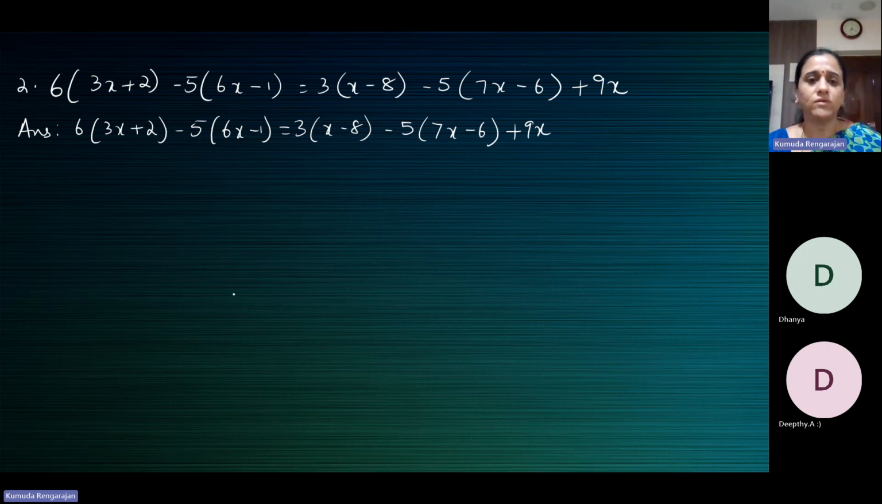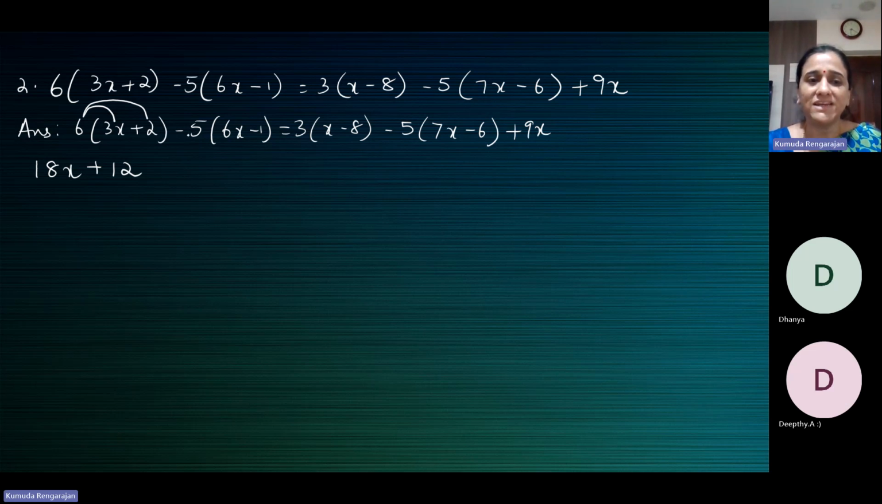Okay, so first, now here we don't have denominators, so no LCM. LCM is only when we have denominators. So no LCM here, but we have to open up the brackets. We have to get rid of the brackets by multiplying. Okay, so 6 into 3x, what is it? 18x. 6 into 2, 12. And 6 is positive. It's plus 6 and it's plus 2. So plus into plus is plus, 6 into 2, 12.